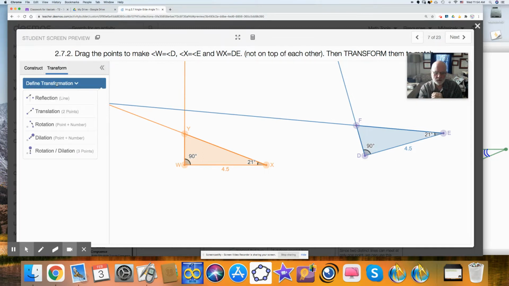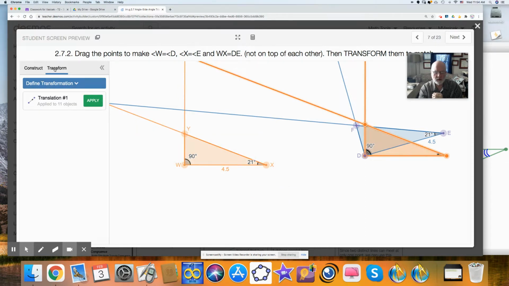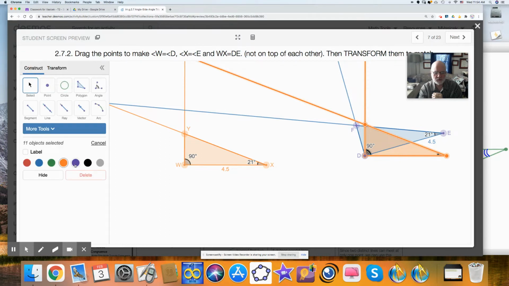I'm going to transform this. I'm going to define my translation from W to D. And when I transform this entire set this far, there it is. And for your benefit, I'm going to change the color of this to purple. If I can get this purple to match up with this other one, it'll be fine.